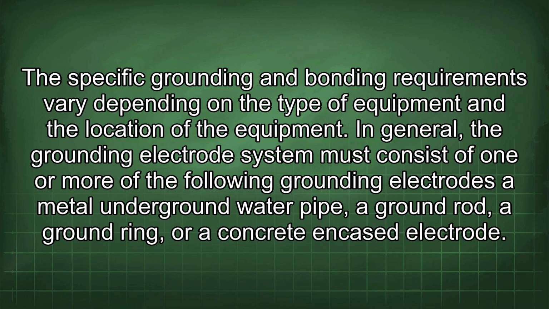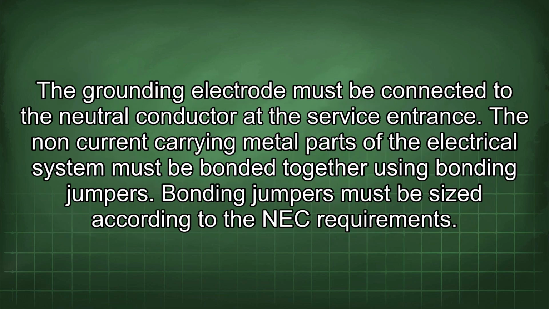The specific grounding and bonding requirements vary depending on the type of equipment and the location of the equipment. In general, the grounding electrode system must consist of one or more of the following grounding electrodes: a metal underground water pipe, a ground rod, a ground ring, or a concrete encased electrode. The grounding electrode must be connected to the neutral conductor at the service entrance. The non-current carrying metal parts of the electrical system must be bonded together using bonding jumpers. Bonding jumpers must be sized according to the NEC requirements.